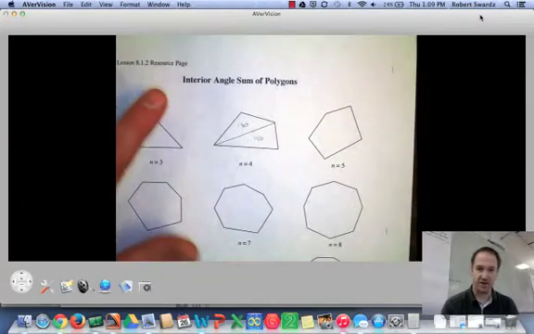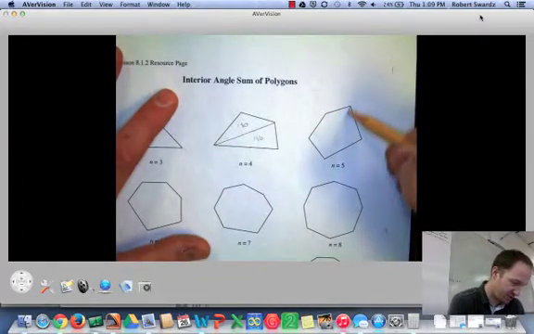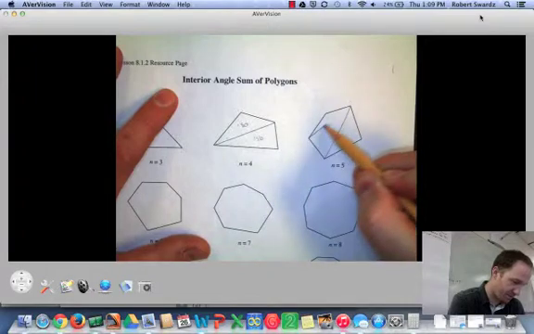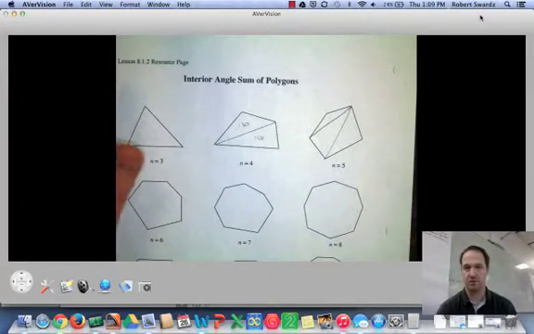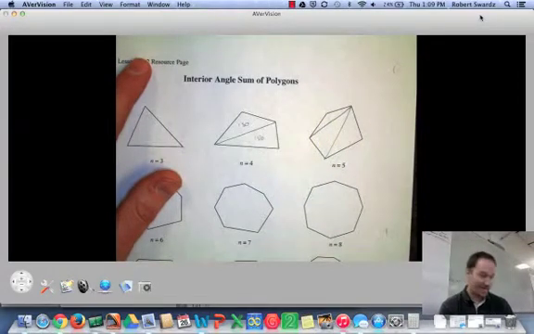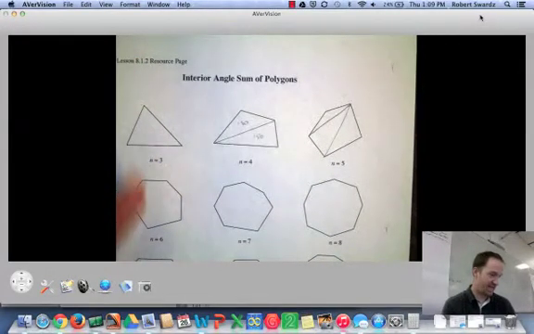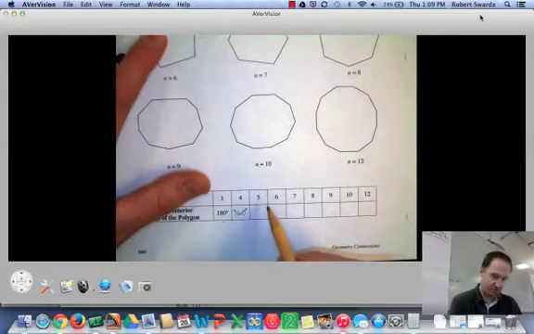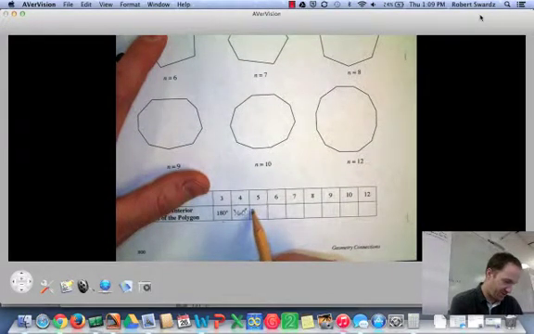Let's look at a 5-sided figure. Let's divide it up into triangles, kind of the same way. Ooh, now we've got 3 triangles. Each of them 180 degrees. So 3 times 180 is 540.